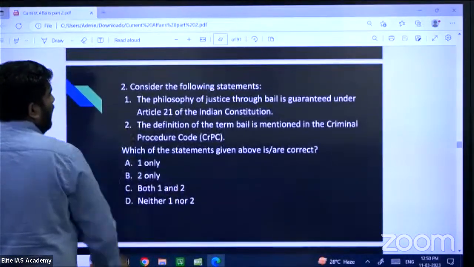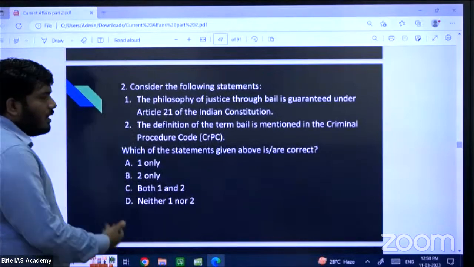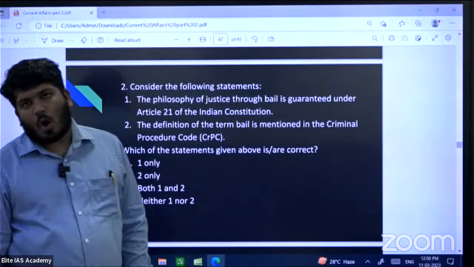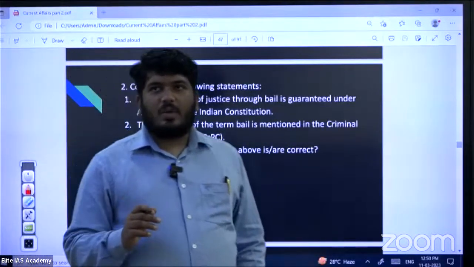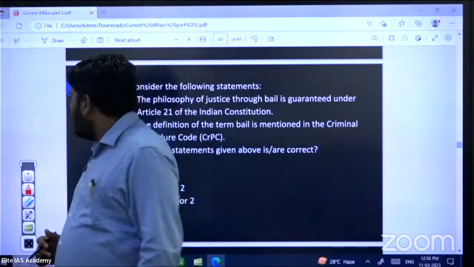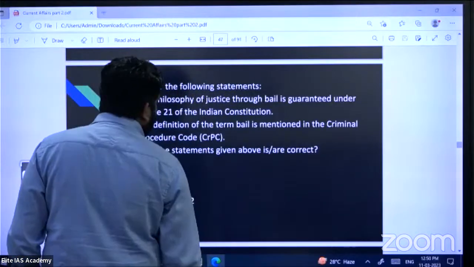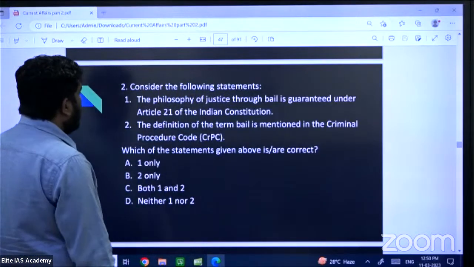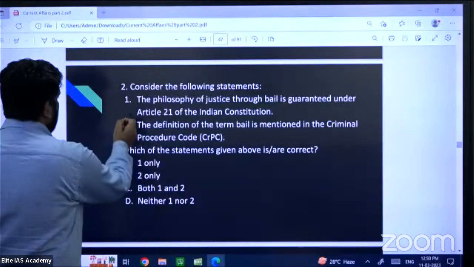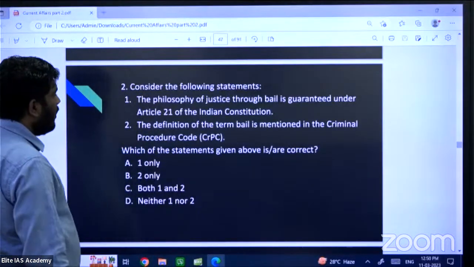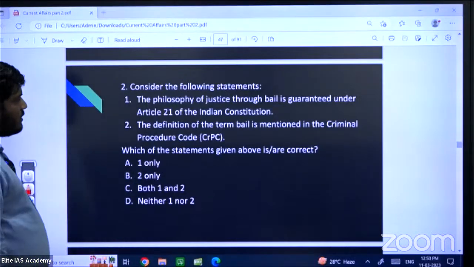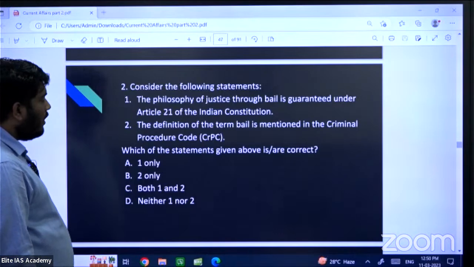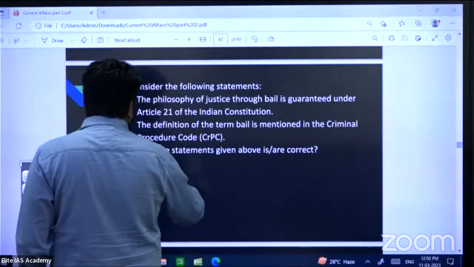Next question is, consider the following. So this type of question is also asked. When you read polity, you have to be ready for some of the philosophical aspects of polity where questions are asked. The question here asks: the philosophy of justice through bail is granted under Article 20 of the Indian Constitution. That is the first option. The second option: the definition of the term bail is mentioned in the Criminal Procedure Code, CrPC. Can anyone answer this? Many of you have covered polity.